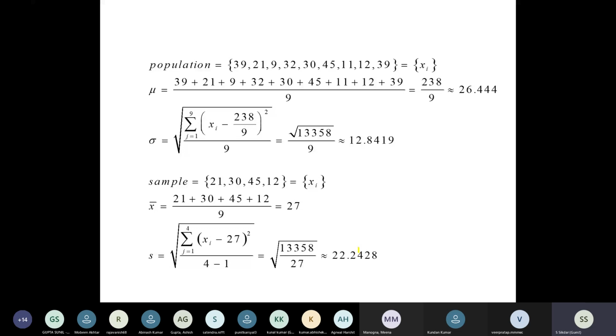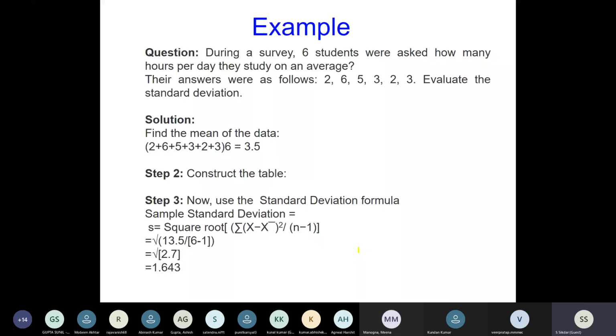Now it is another example in which six students have been asked how many hours per day they study, and the answers are like somebody says 2 hours, 6 hours, or some other fellow said 5, 3, 2, 3, and you are asked to evaluate the standard deviation.